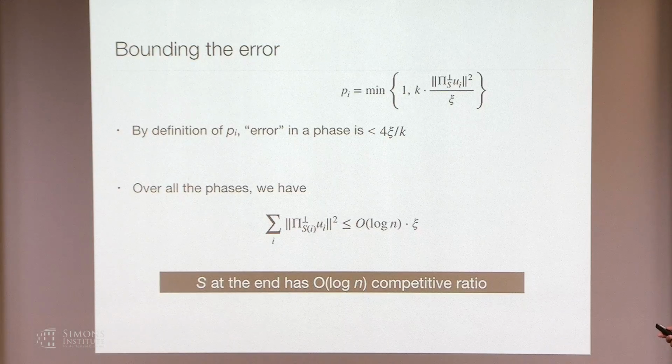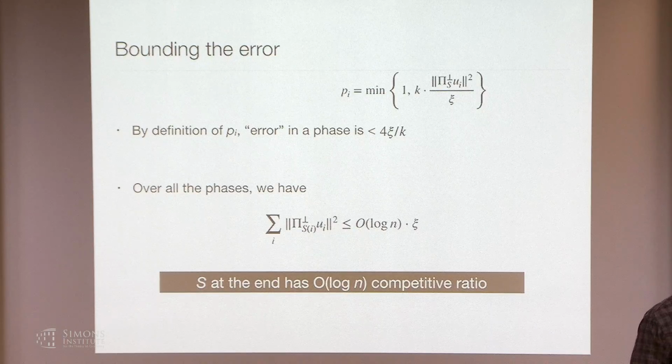Okay. And over all the phases, the sum of these projection errors is therefore at most something like log n times this c, because the number of phases was 100k log n. So that's the bound we have, and so the S you have in the end has a log n comparative ratio. That's the argument so far.